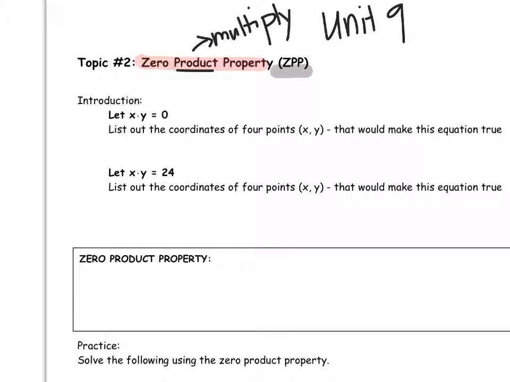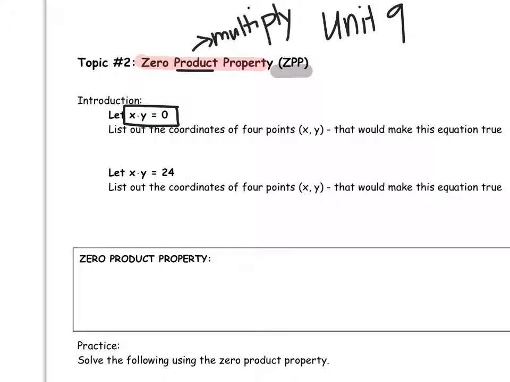So essentially, it's a very special property that happens only when we multiply and our answer is 0. To think about it, we're going to start with this problem. It says let xy equals 0. That really means x multiplied by y, our answer is 0. If that's true, I want to think about values of x and values of y that if I multiply them, I'll get 0. There's an infinite amount of options.